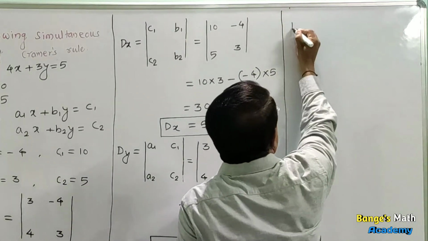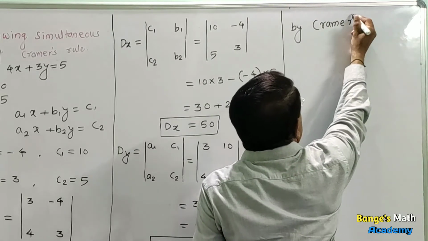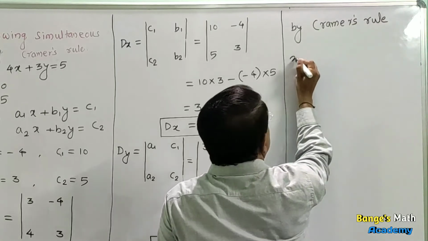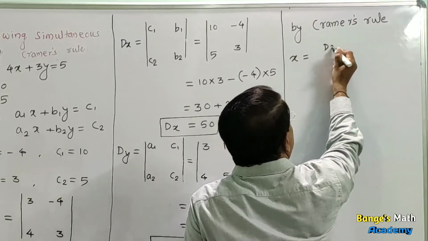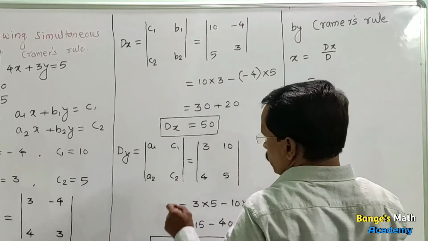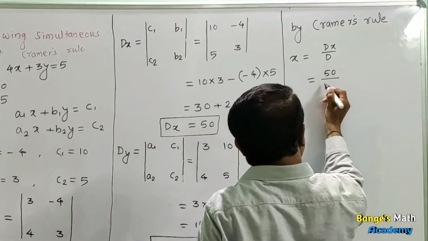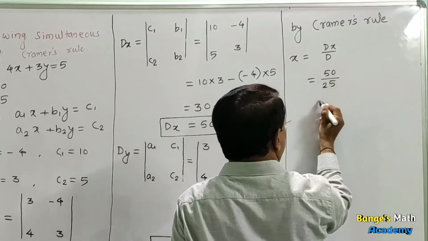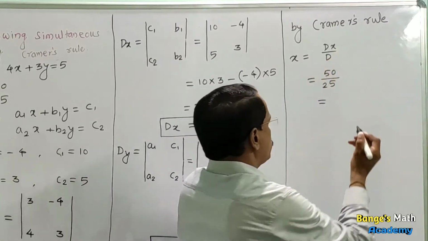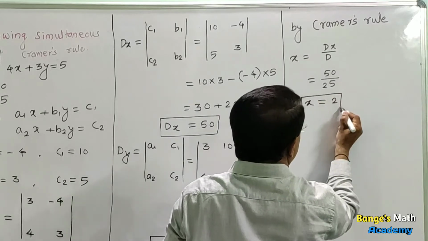By Cramer's rule, x is equal to dx upon d. Put the value dx 50 upon the value of d 25. By cancellation, 25 1s are 25, 25 2s are 50. So we get the value of x is 2.